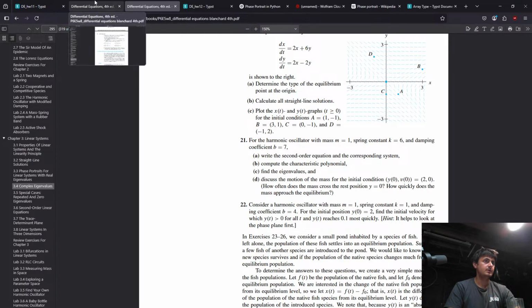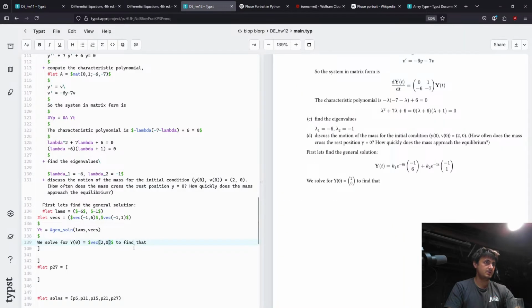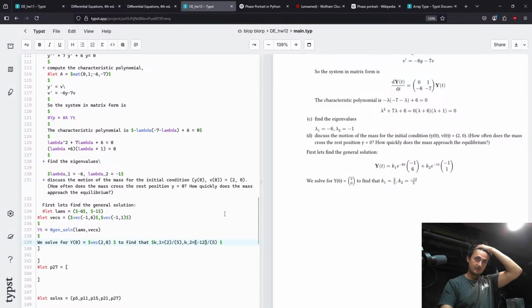Okay. And we get to find that we don't want to vec, actually. We want to undo this. We just want it to be k1 equals and k2 equals. Okay. So this is a specific solution.